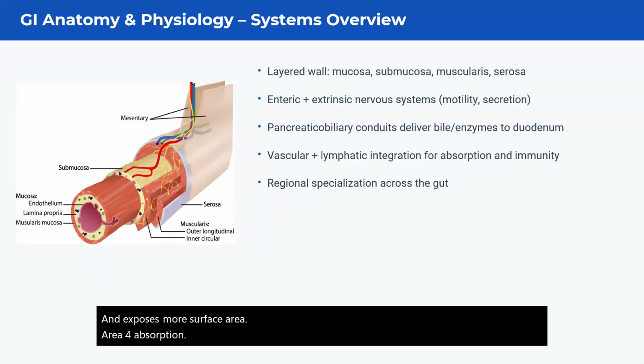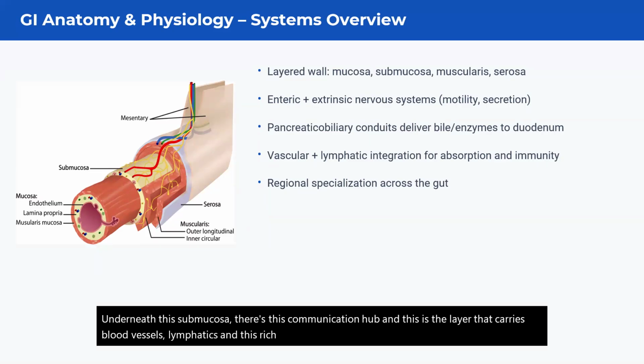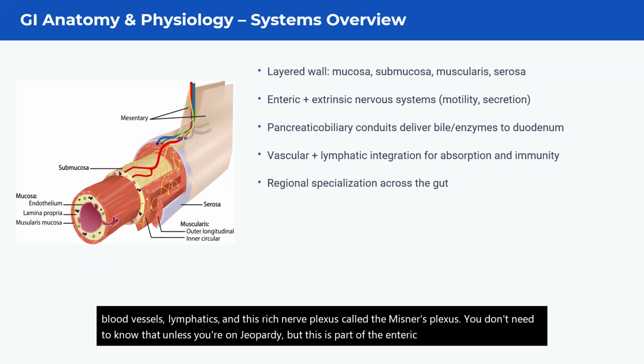Underneath this is the submucosa, a communication hub. This is the layer that carries blood vessels, lymphatics, and a rich nerve plexus called Meissner's plexus. You don't need to know that unless you're on Jeopardy, but this is part of the enteric nervous system.